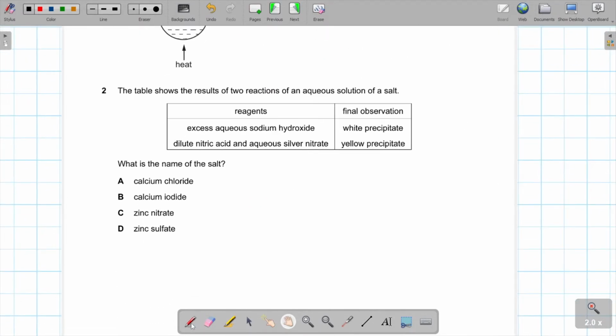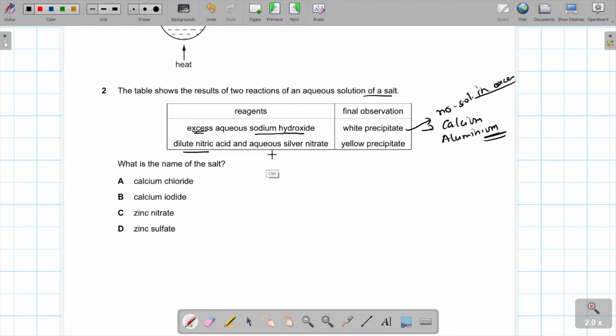The next question: the table shows the results of two reactions of an aqueous solution of a salt. What is the name of the salt? For the reagent sodium hydroxide in excess, the final observation is a white precipitate, not soluble in excess. Not soluble in excess could be calcium. It will never be zinc. It could be aluminum.